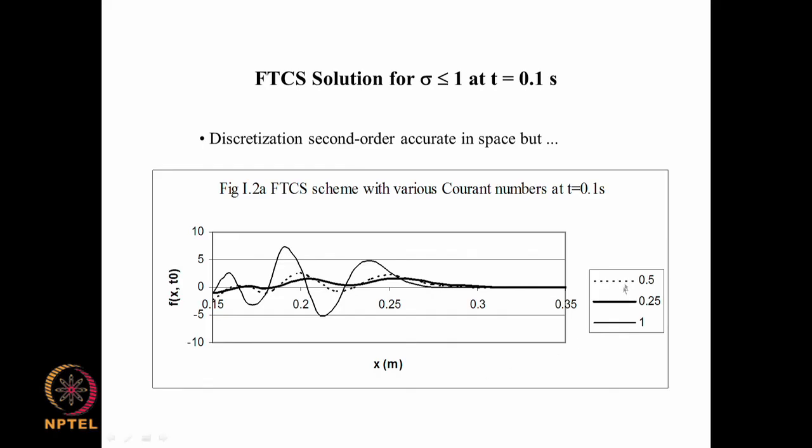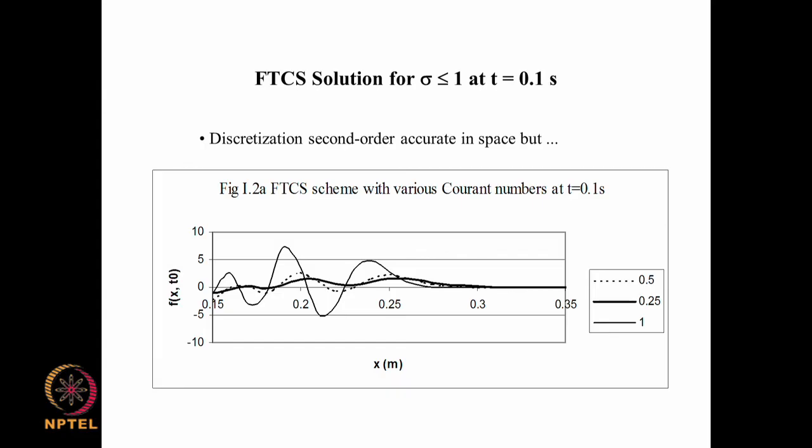And for even smaller Courant numbers also we are not getting anything like the rectangular pulse. So what should have been giving a better solution because of its inherent second order accuracy is not actually giving us a good solution, okay, and all because we changed it from first order to second order in space.